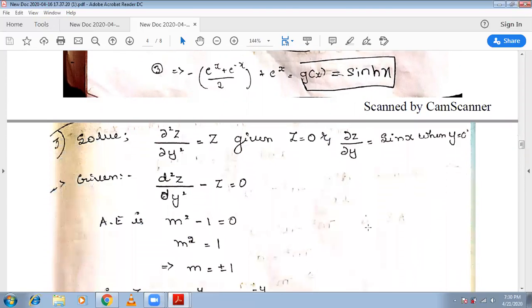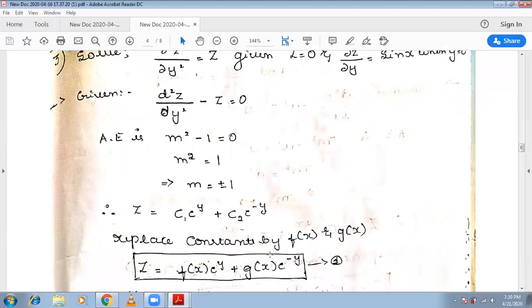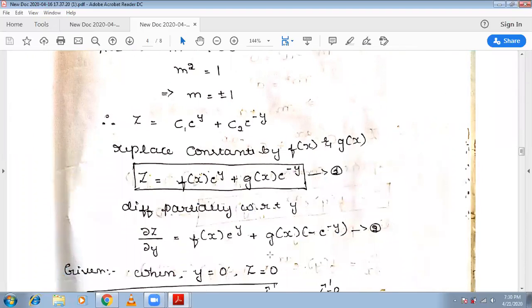See the third problem. This is also a question paper problem. Similar problem here. The partial differential equation is the same, but the conditions are different here. First write the auxiliary equation: m square minus 1 is equal to 0. If we solve this equation, we obtain two roots, plus or minus 1. So the solution z in terms of y, because the dependent variable is z and the independent variable is y here, is C1 into e power y plus C2 into e power minus y. Same steps, similar to the previous problem, but the conditions are changed here.